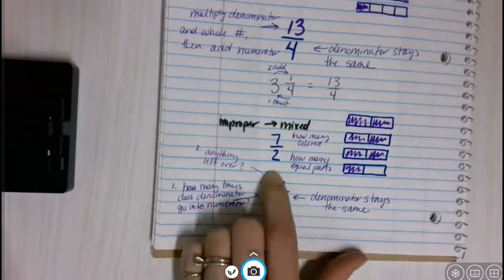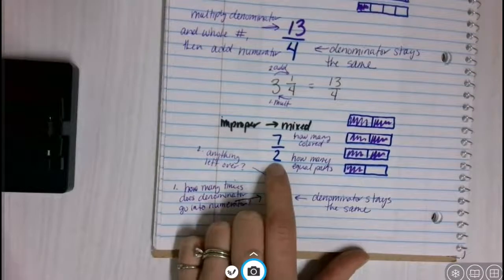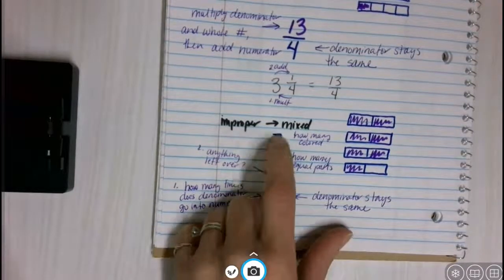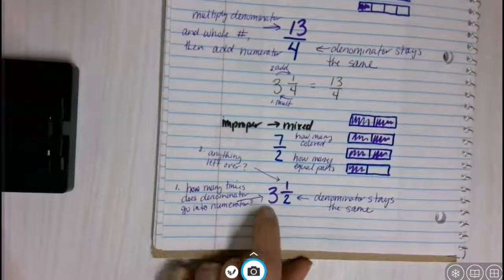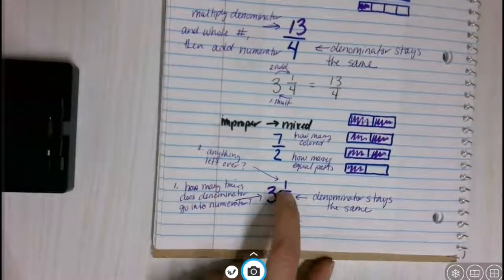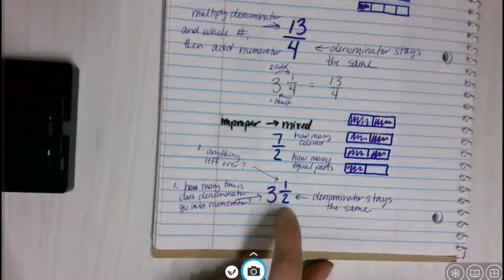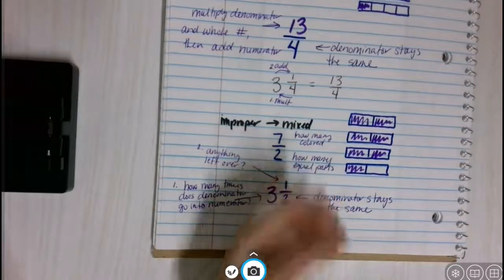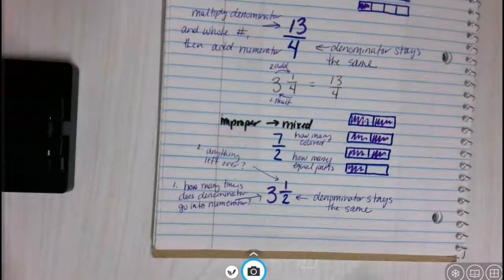So the way I can do this is I divide: how many times does the denominator go into the numerator? So I know 2 goes into 7 3 times. That becomes my whole number. And then the pieces that I have left over become my new numerator. Again, my denominator stays the same because my pieces are not changed. They're still the same size.